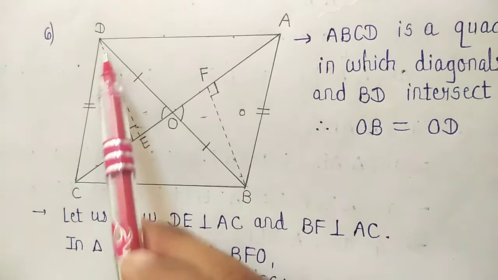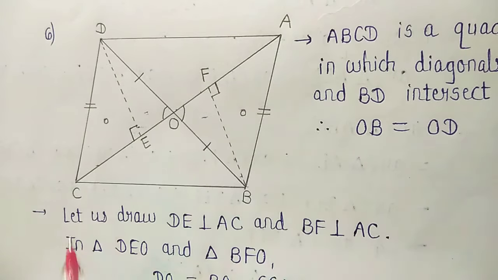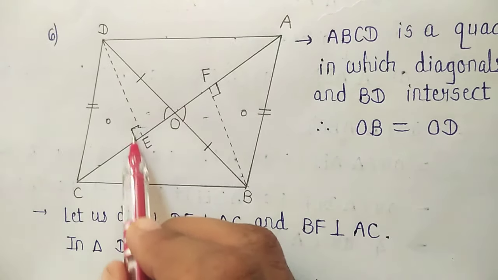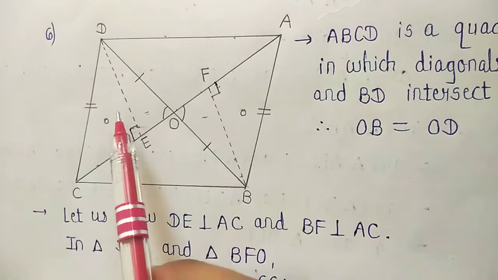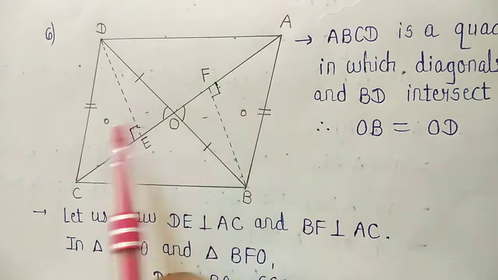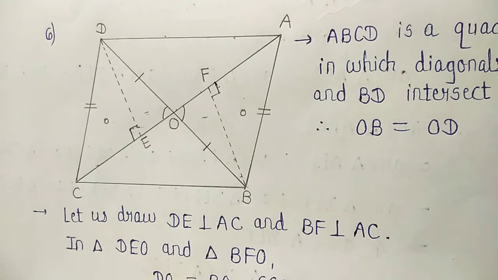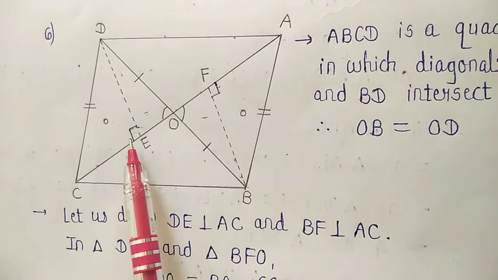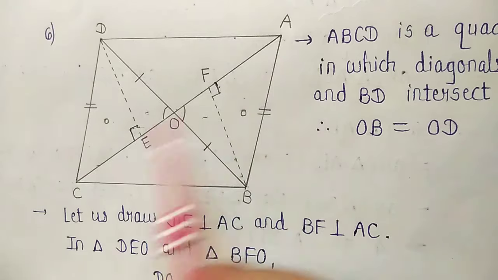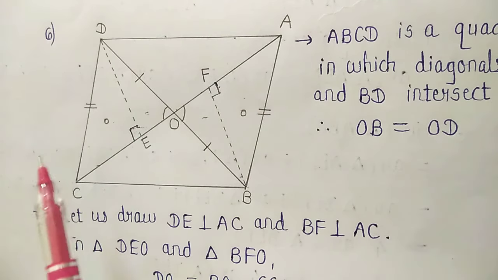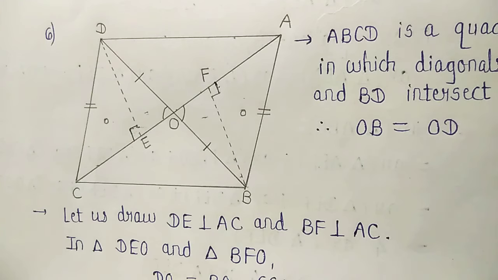We have triangle DEC and triangle BFA. As you can see, these triangles have a right angle at E and this one has a right angle at F. So we can consider that these two triangles are right angle triangles. Now we have learned one theorem, the RHS congruence theorem, RHS rule, and that criteria is for right angle triangles. In right angle triangles, if any one side and the hypotenuse are equal, then the two triangles are congruent by RHS rule.